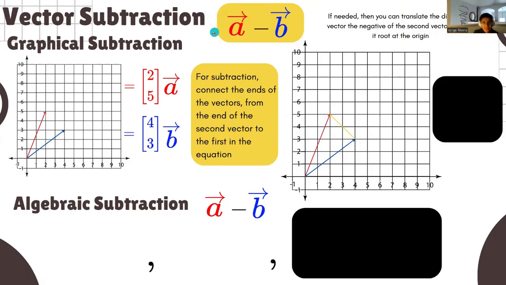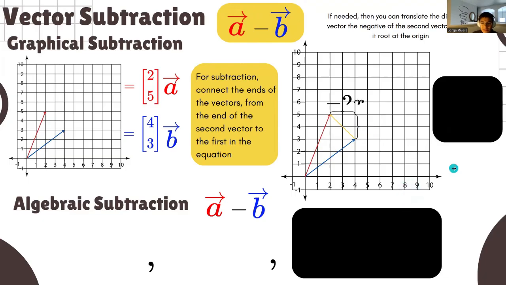So if we're considering this equation, a minus b, right? Then the second vector is going to be b. So the beginning of this new vector is going to come from the top of the second vector, which is going to be b, which is going to come from here, and it's going to go all the way here. That's how you subtract vectors. The new vector created by the subtraction of these two vectors is going to be equal to the distance between the two ends, starting from the second vector.